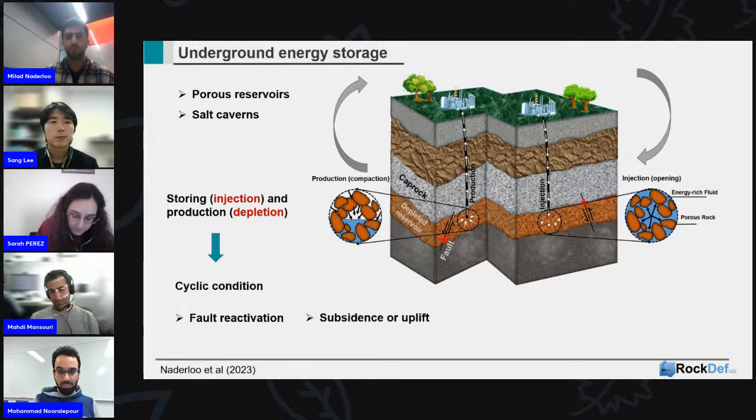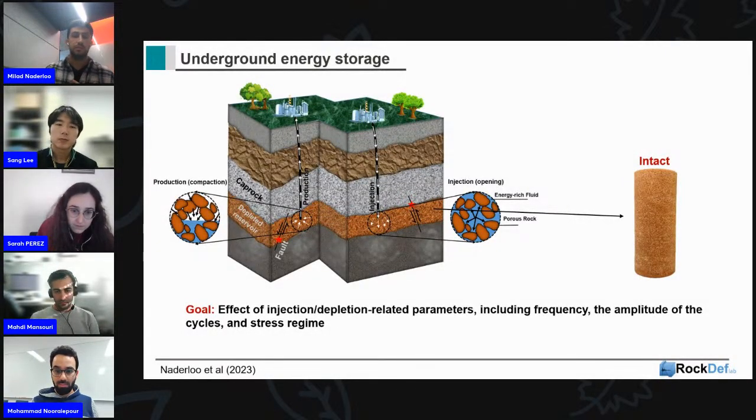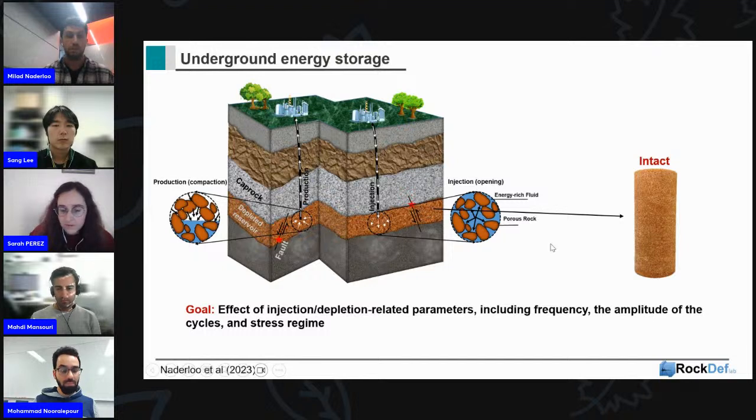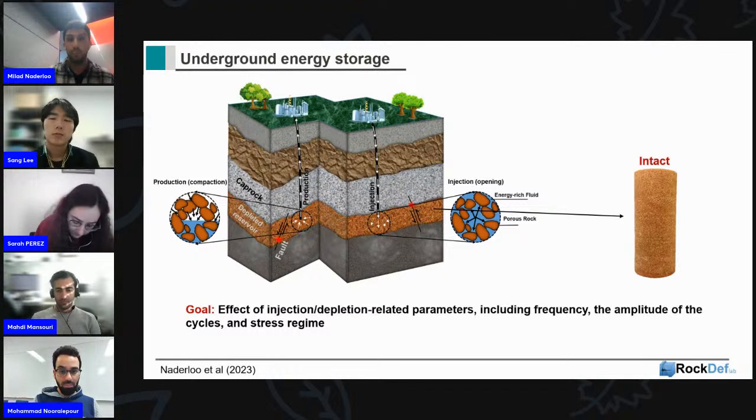energy storage. So thinking about this as an experimentalist, we think how we can help. In a simple way, we take a rock sample analogous to the reservoir rock, and we want to do an experiment on it in a cyclic condition. What are the important parameters that can play a role in how our reservoir rock behaves? One of them is frequency. If you want to inject and deplete your reservoir, for future hydrogen storage, it can be daily, weekly, or monthly. That is important. Or the amplitude.